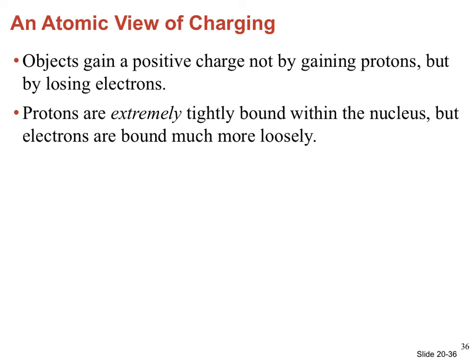Now, when we're charging something, objects can gain a positive charge not by gaining protons. Protons don't move. Protons are the dense nucleus. So if an object is getting positively charged, it's not gaining protons, it's losing electrons, or giving off electrons. Protons are extremely tightly bound within the nucleus, but electrons are in the electron cloud, so it's much easier to strip them off of the atom and transfer them.